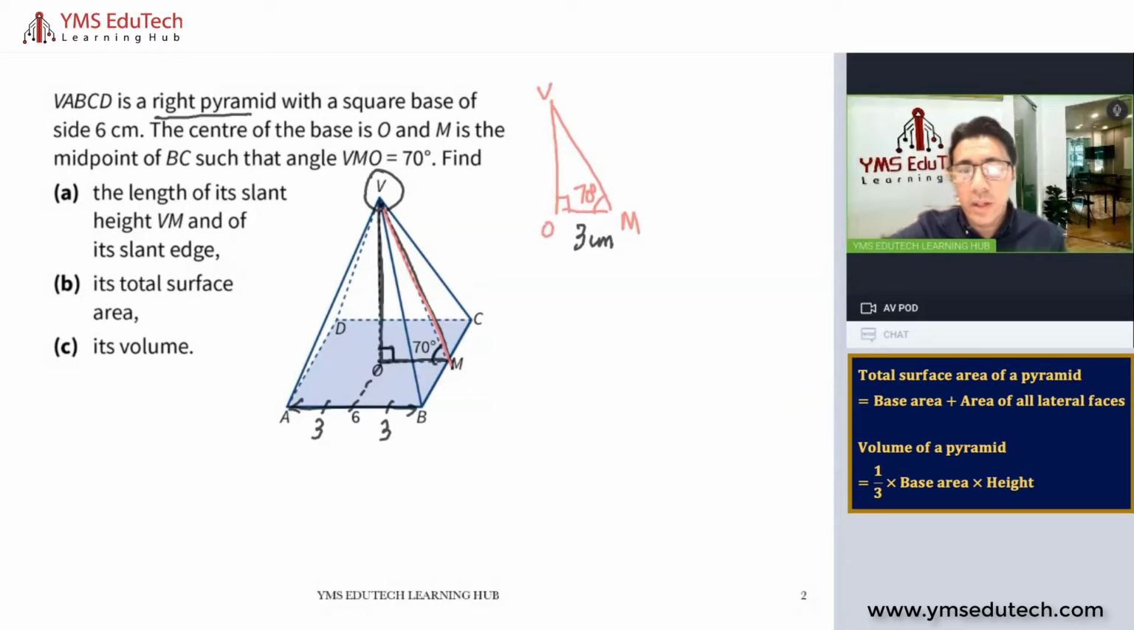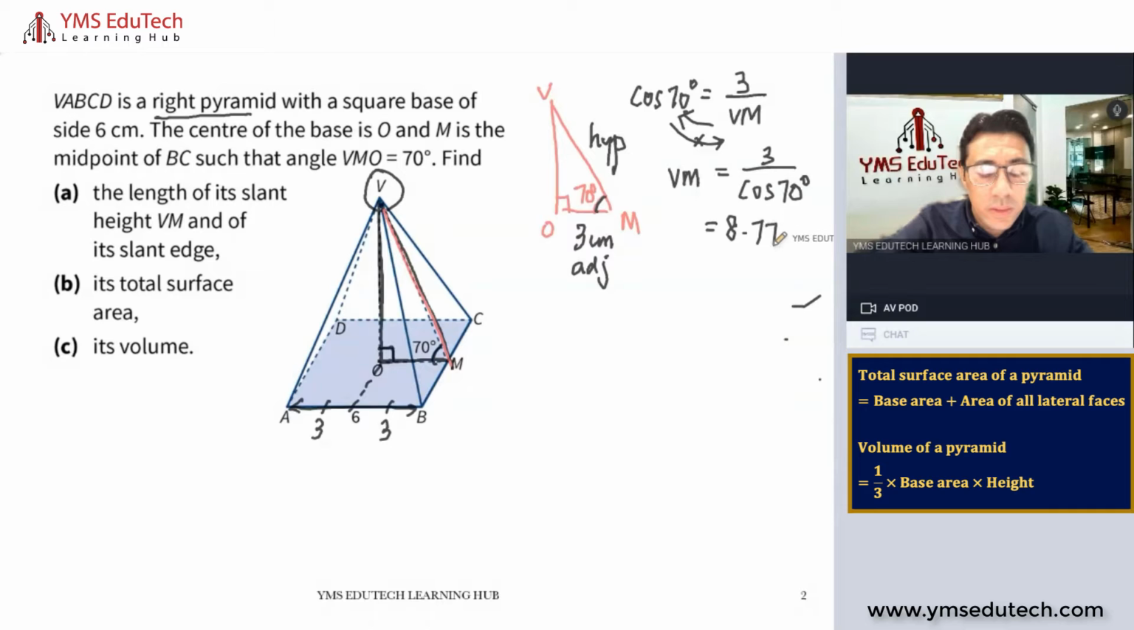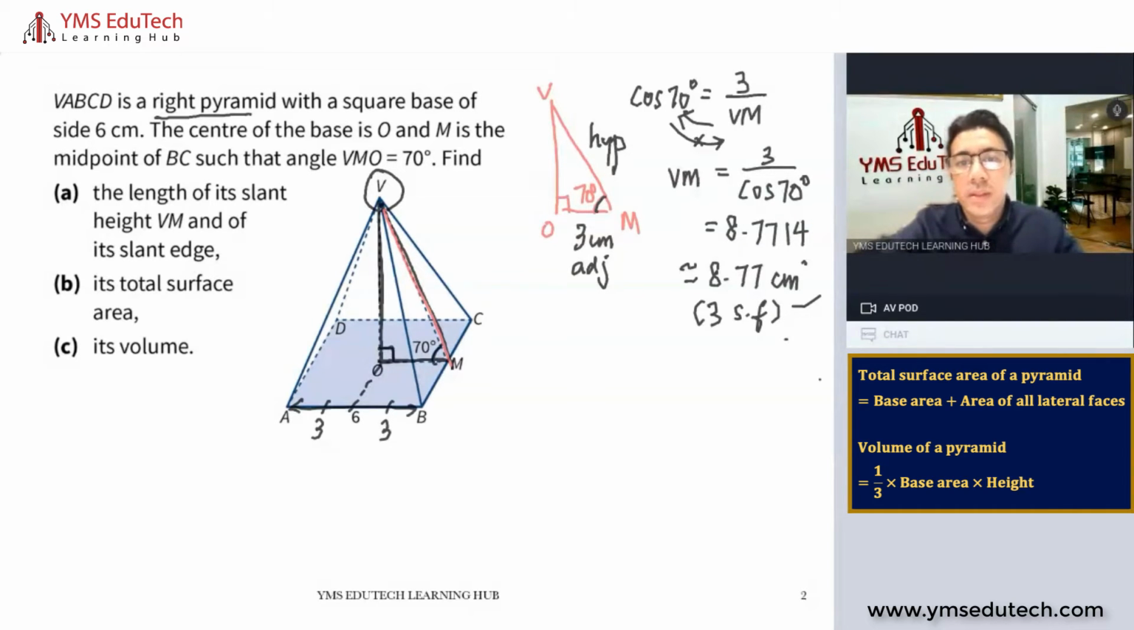Given one side of a right angle triangle and one of the angles 70 degrees, we can use our trigo ratio, SOH CAH TOA. VM, which is the hypotenuse, OM is the adjacent. We will use cosine. Cosine 70 degrees equals to 3 over hypotenuse, which is VM. VM equals to 3 over cosine 70 degrees, 8.7714, 8.77. Now let's find the next part of the question in part A.